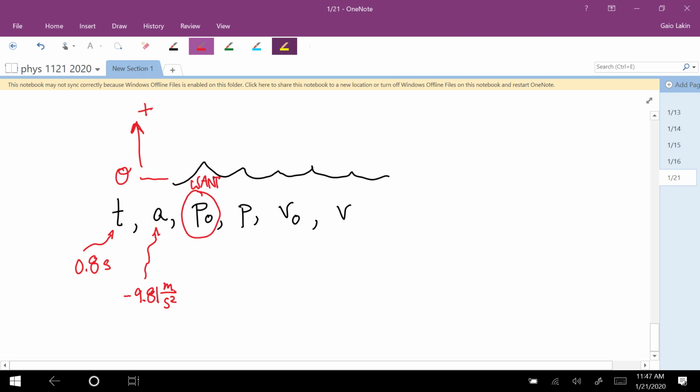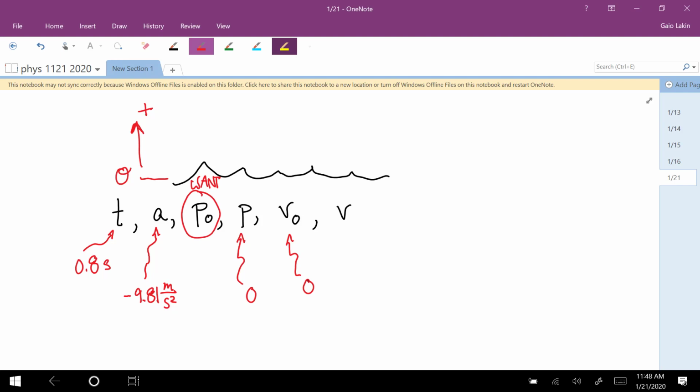Okay, because the 0 is at the water. So do we know P? Yeah, that's the one in this case that is 0. So it hits the 0 position as the stopwatch hits 0.8 seconds. Do we know the velocity at time equals 0? That's 0. And do we know the velocity at time t? No, we don't know that.